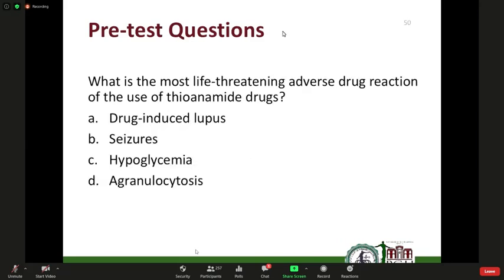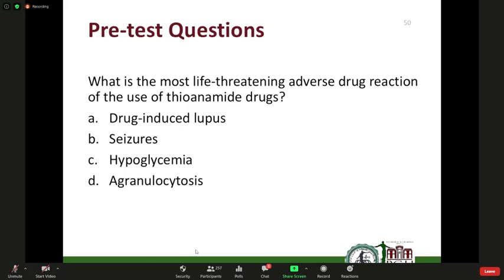Okay, next, what is the most life-threatening adverse drug reaction of the use of the thionamide drugs? Is it drug-induced lupus, seizures, hypoglycemia, or granulocytosis?